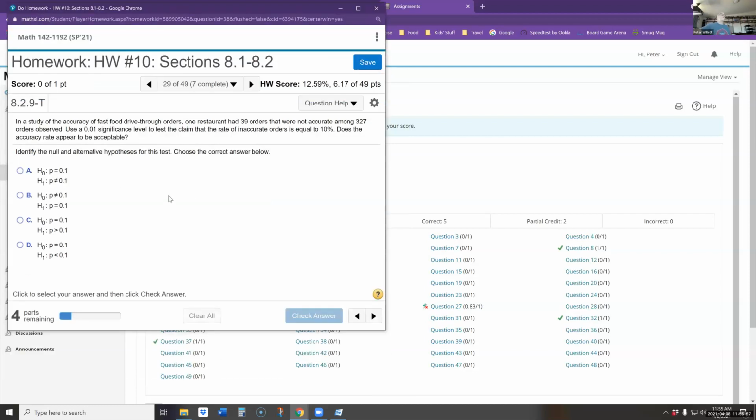In a study of the accuracy of fast food drive-through orders, which we've looked at before, one restaurant had 39 orders that were not accurate among 327 orders observed. Use a 1% significance level. Notice they've lowered this down to be less than 5%, but again, you can make it whatever level you want. That just depends on how sure you want to be about your conclusion. Use a 1% significance level to test the claim that the rate of inaccurate orders is equal to 10%, meaning that's the proportion that we're testing a claim of. Does the accuracy rate appear to be acceptable?